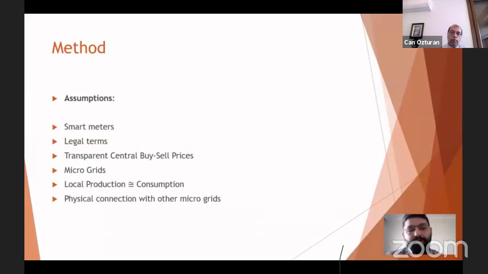And there needs to be microgrids that are established and can communicate within the producers and consumers of the system. And for the system to work sustainably, the local production should be more or less equal to the local consumption so that people can trade their energy with close by local neighbors. And there needs to be a physical connection with other microgrids and base stations, but it should be limited.